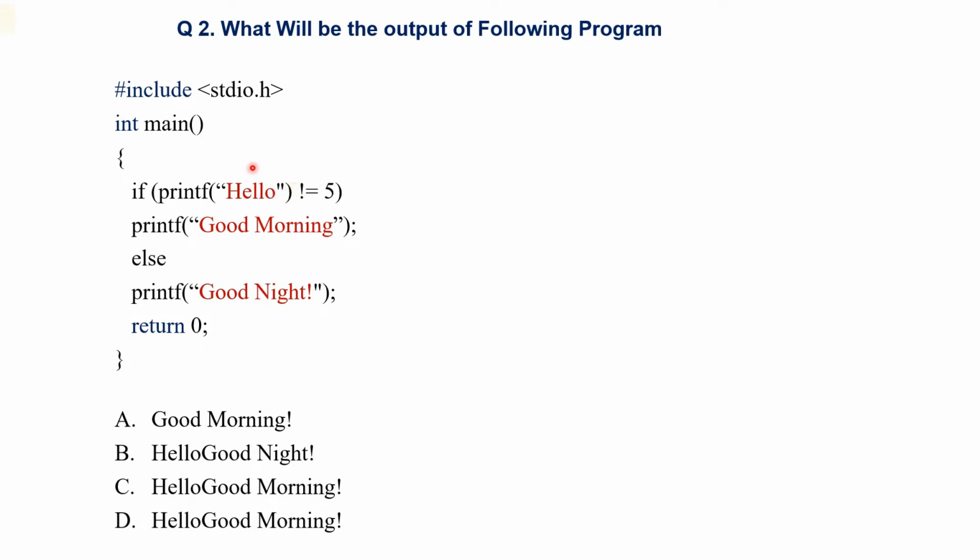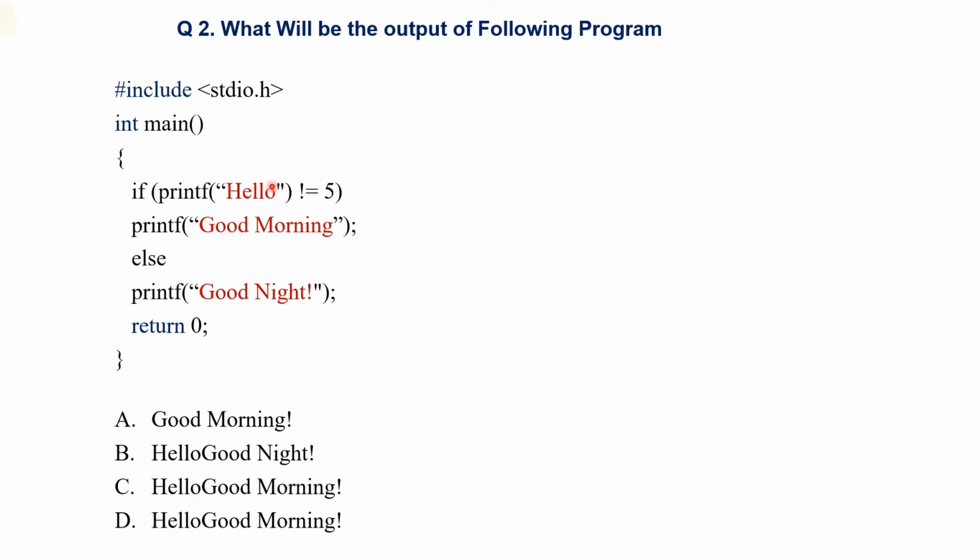So let us see how this condition will be evaluated. So firstly this printf function will be executed. So that means this hello will be displayed on the screen first. And we know that printf function not only prints the string but it also returns the integer value which will be equals to number of characters it is printing. So this printf is printing 5 characters. So therefore after printing hello on the screen it will return value 5.